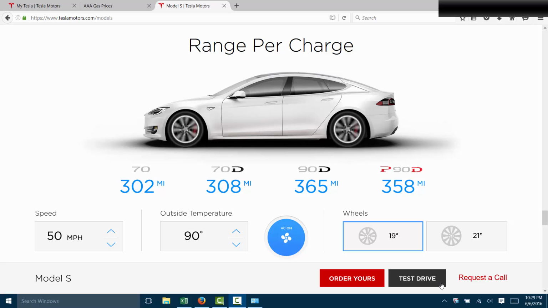So one of the first things that you're going to need to do is go to the Tesla website and scroll all the way down where you see what you see on the screen right now, which is one of their calculators for range per charge. And we're going to be using some of these numbers here in our calculation.